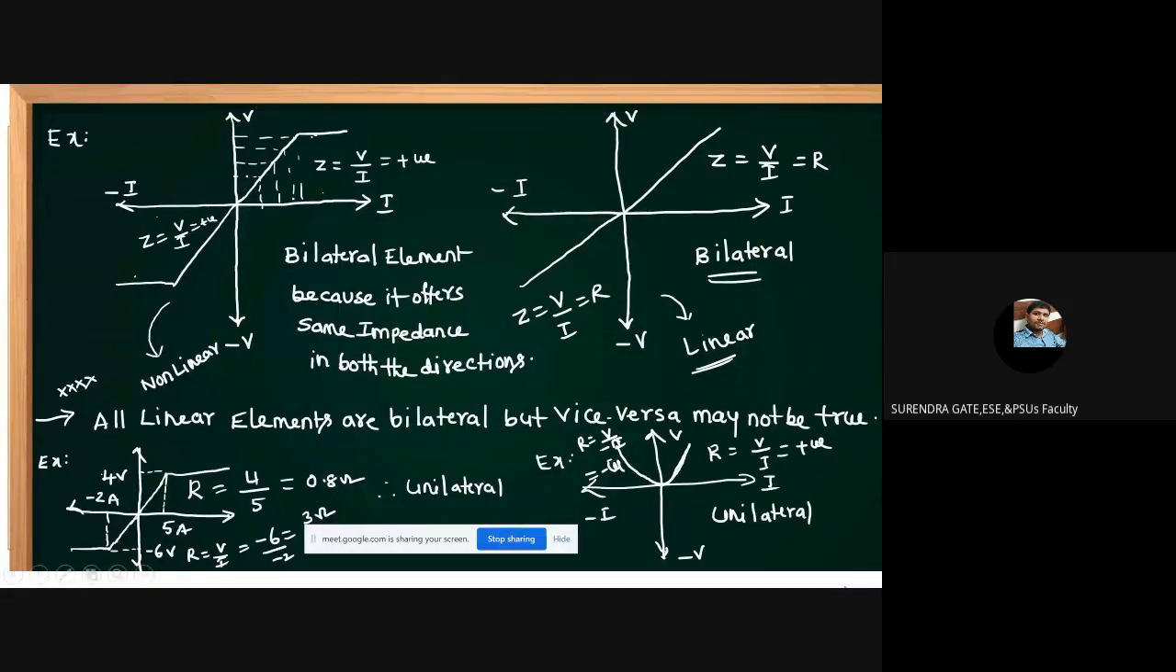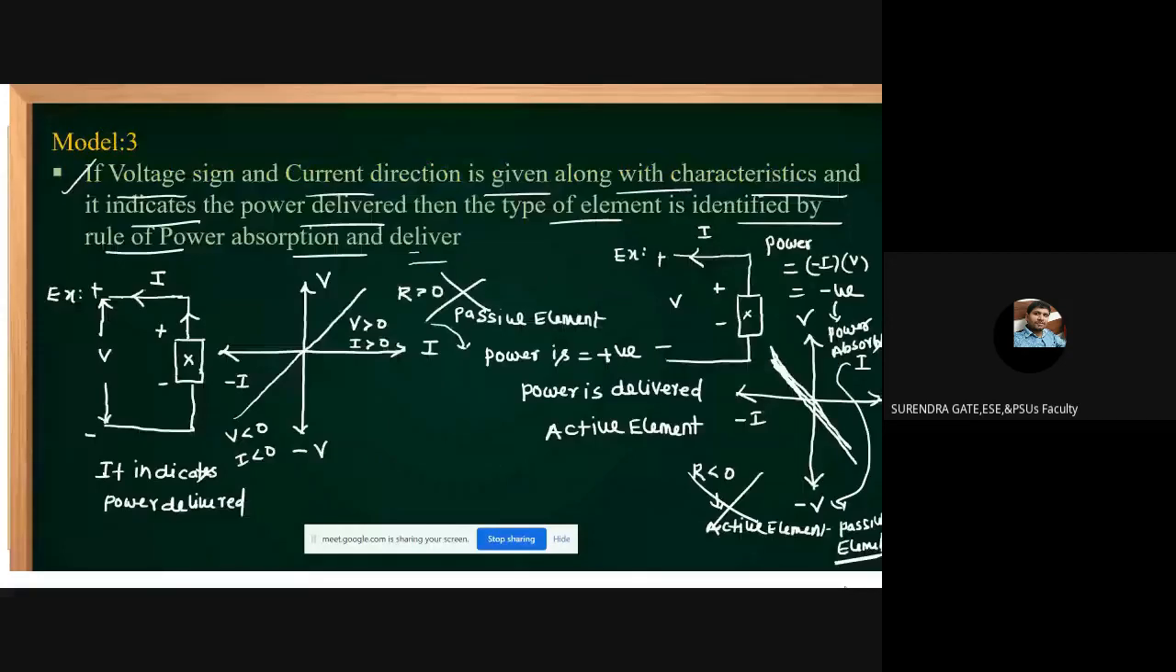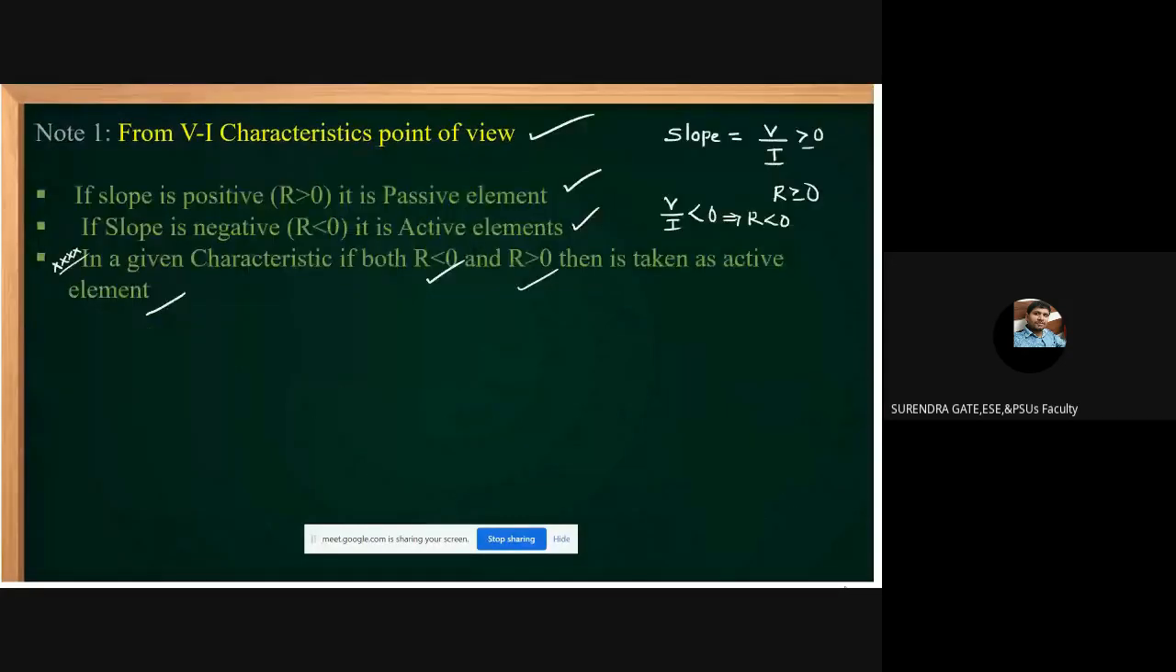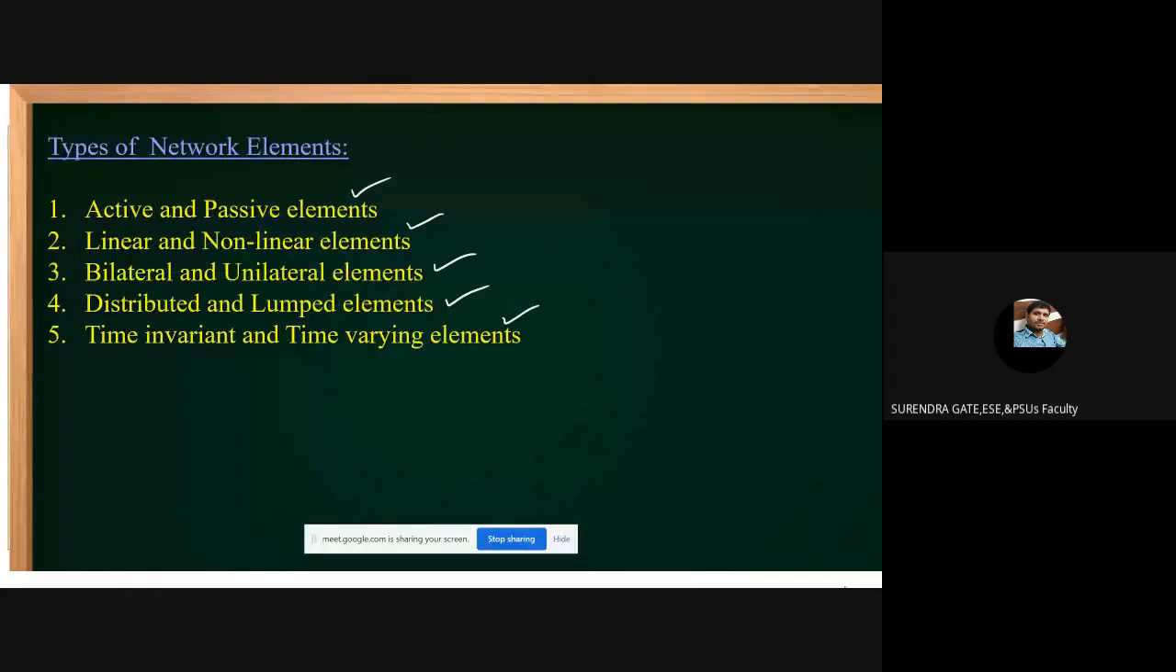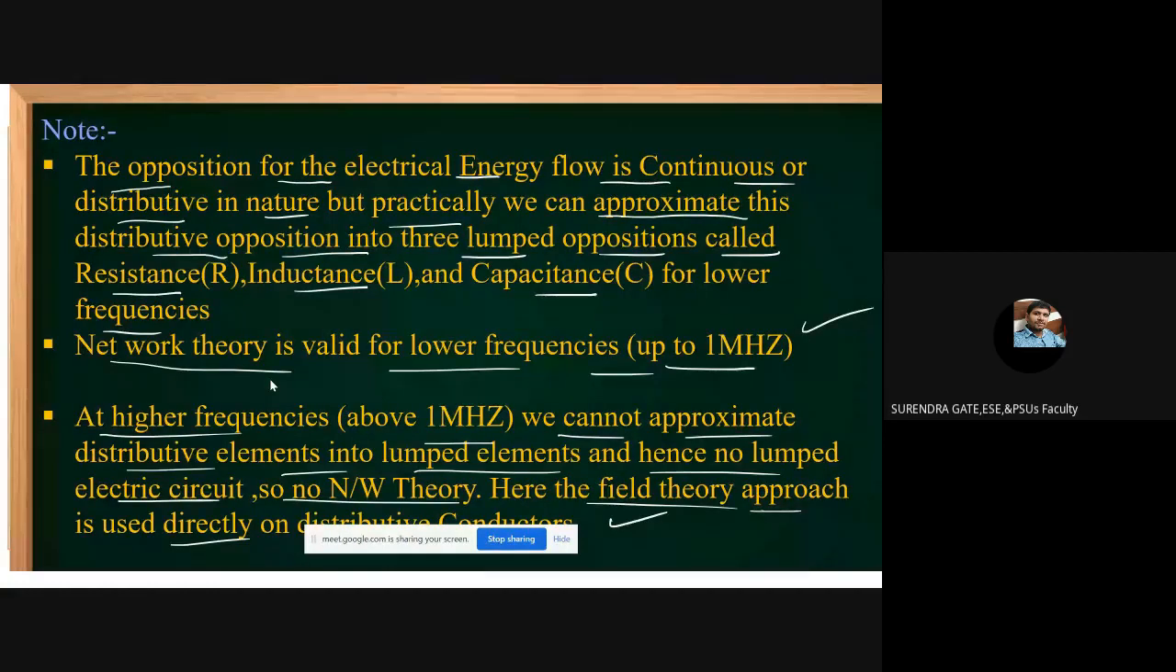Today I discussed up to 3 elements only. Tomorrow's class I want to discuss the remaining elements. Students, please concentrate. I have given active and passive elements, linear and non-linear elements, unilateral and bilateral elements. In this class, I discussed only these 3 elements. If I start the next ones, it will not complete. That's why tomorrow I will start them: distributed and lumped elements, and time variant and time invariant elements. This is about today's class. If you have any doubts, you ask.